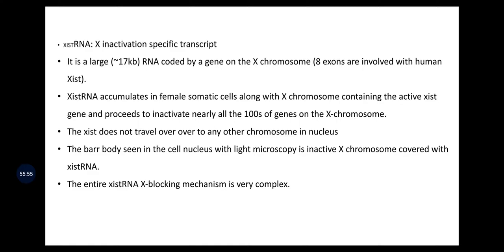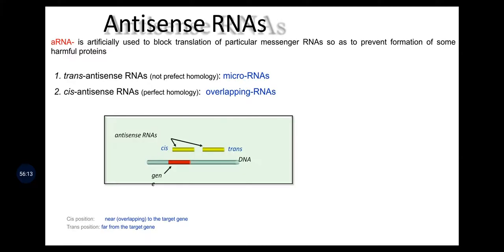Xist does not travel over to any other chromosomes in the nucleus. The Barr body seen in the cell nucleus with light microscopy is the inactive X chromosome covered with Xist RNA. The entire Xist X blocking mechanism is very complex.